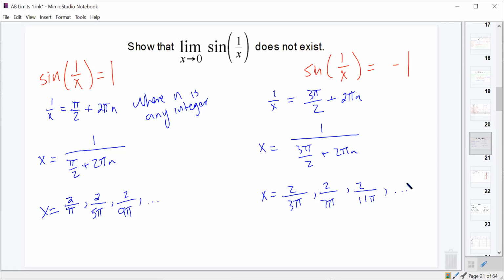And how long or how many of these, how long is this going to go on? How many of these x values am I going to get? Infinitely. I'm going to get an infinite number of them, right? Because there are an infinite number of integers. And same here, I'm going to get an infinite number of these x values, right? Well, what can you tell me about the relationship between 2 over pi and 2 over 5 pi? Which one is bigger?